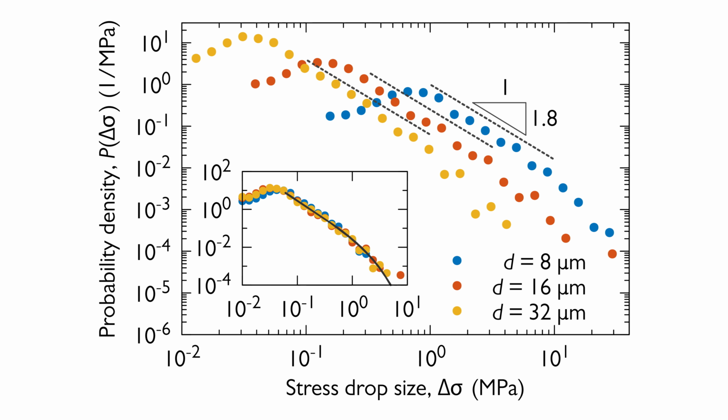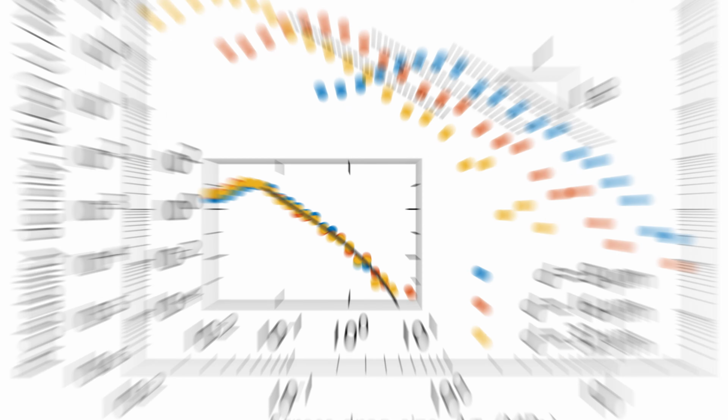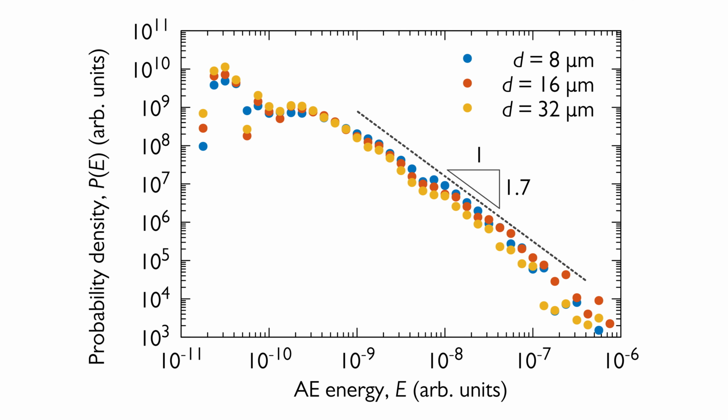To quantify the correlation between plastic deformation and acoustic emissions, we now turn to the statistical analyses of the measured data. In correlation with studies on other single crystalline micropillars, the distribution of the size of the individual stress drops, delta sigma, follows a power law distribution with an exponent minus 1.8. The distribution of acoustic emission energy, E, is characterized by an almost identical distribution with an exponent minus 1.7.